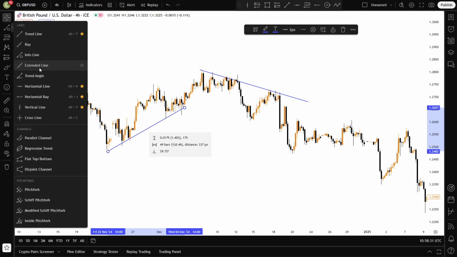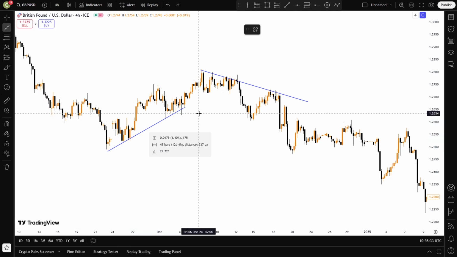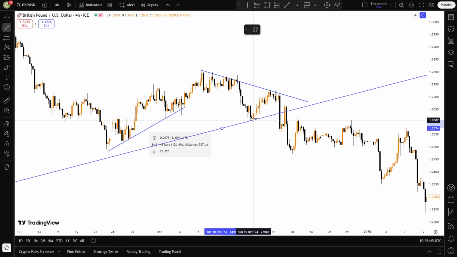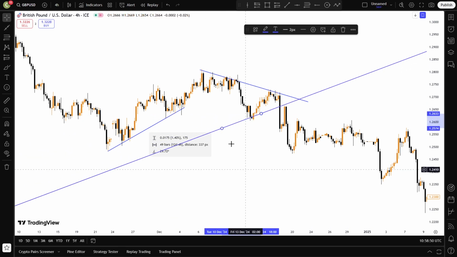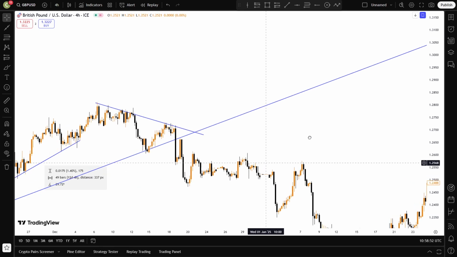Moving on to the next one, which is the extended line. The extended line is like the ray tool. However, this one extends infinitely on both ends. So instead of the ray starting from one point and heading to the other, this one extends in both ways, and as you can see on the screen, to the left and to the right as well.